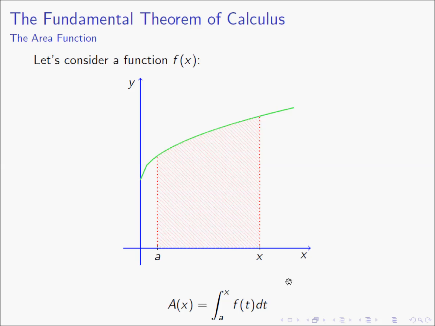So now what we're going to do is, for each x in the x-axis, we're going to define A of x as this integral, as the area from a to x. That's why we use the letter A, because this will be an area function. For each x, A of x is the area under the curve from a to the point x on the x-axis. So here we're just defining an area function.